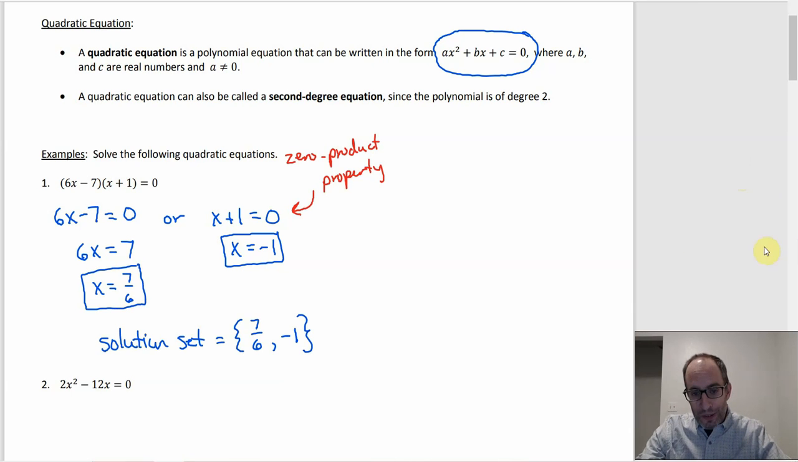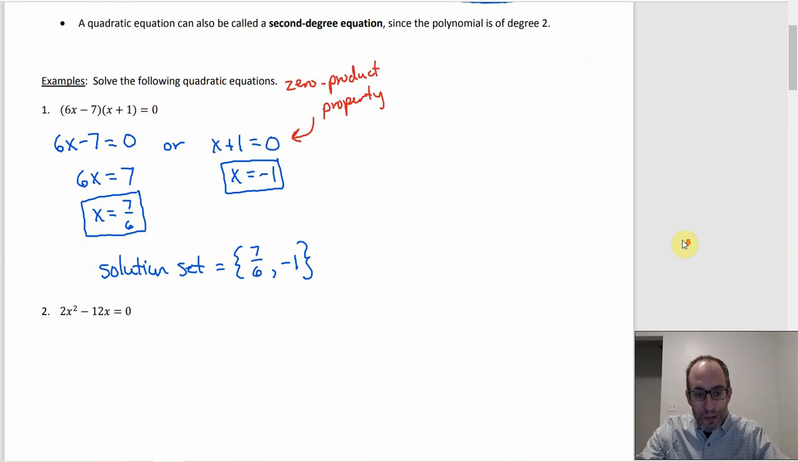And with the rest of them, you typically have to do the factoring first, but then it turns into this, where you end up using the zero product property. So in number 2, we got to factor that thing. But it's not too bad, because remember, the first thing to do when you're factoring a polynomial is to see if there's a common factor.